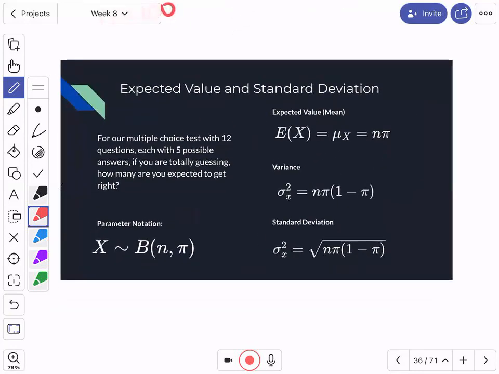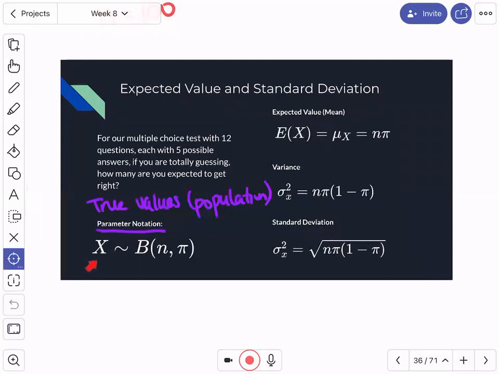So for our multiple choice test with 12 questions, each with 5 possible answers, if you are totally guessing, how many are you expected to get right? We define every binomial experiment based off of 2 parameters. The parameters are what we call our true values, or the population values. It's defined based on 2 things. If I know these 2 things, I know everything about the binomial.